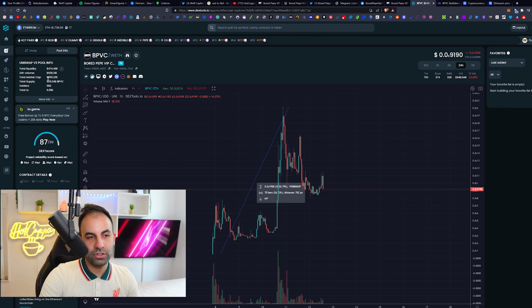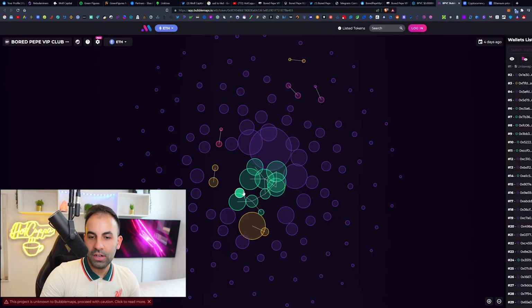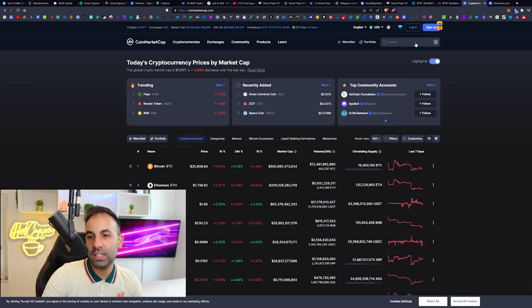And this is their token, which has a total market cap of $830,000 currently so far, right? So if you want to go ahead and check on Bubble Maps, you can do your research. On the right, it shows you a list of all of the wallet holdings, so you can see by percentage amounts exactly who holds the token supply of the BPVC token. That's the ticker, guys.